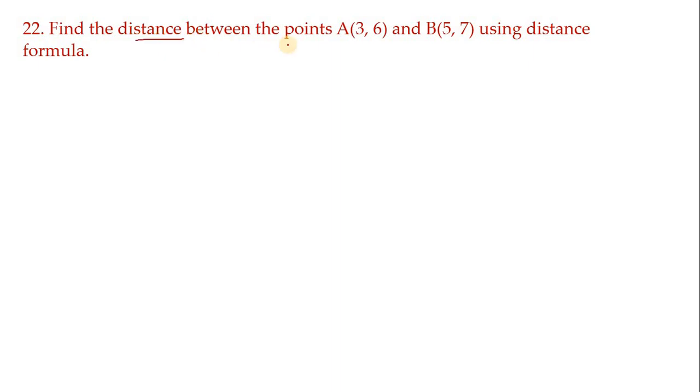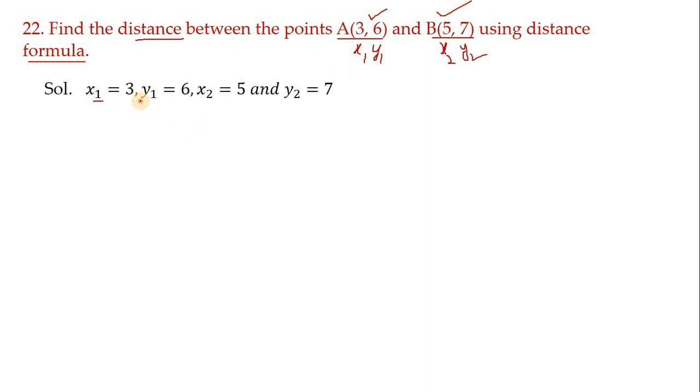Find the distance between the points A(3, 6), B(5, 7) using the distance formula. So before using the formula, let us identify the x1, y1, x2, y2 values. These are the values because this is the first point and this is the second point. x1 is 3, y1 is 6, x2 is 5, y2 is 7.